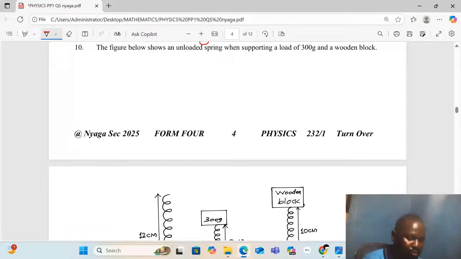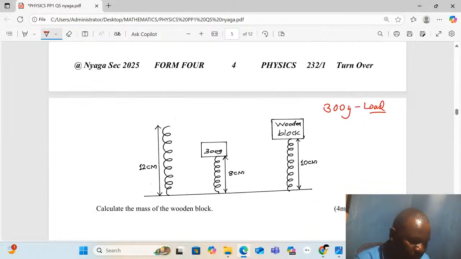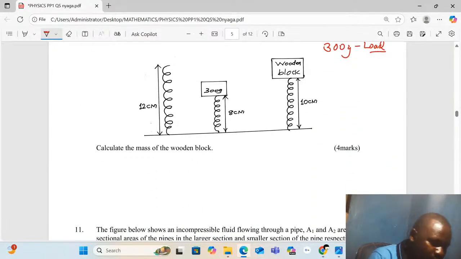We can continue. The figure below shows an unloaded spring and a load supporting 300 grams. So you can say the load is 300 grams. That is our load. So we have the spring when it is not carrying anything, without load. Then now in our second, with load.